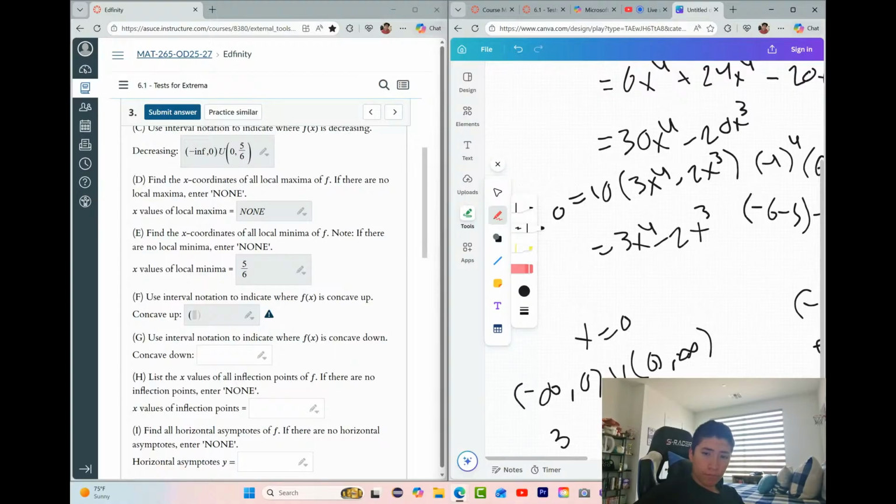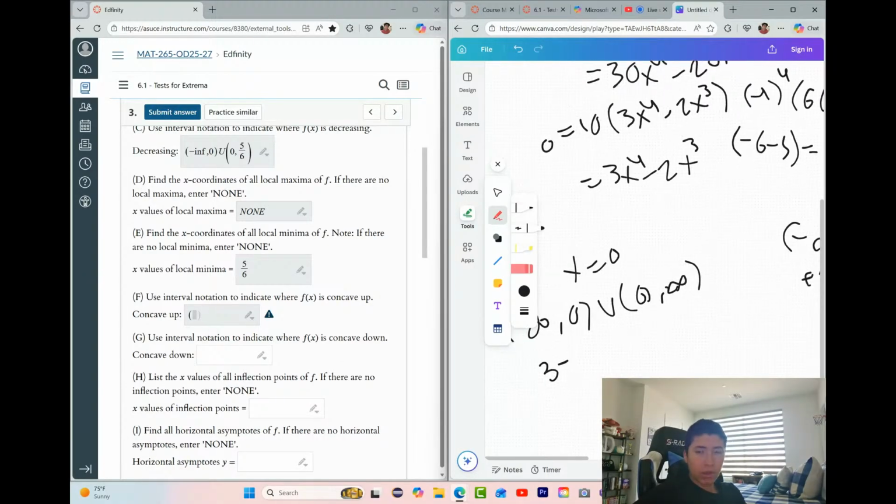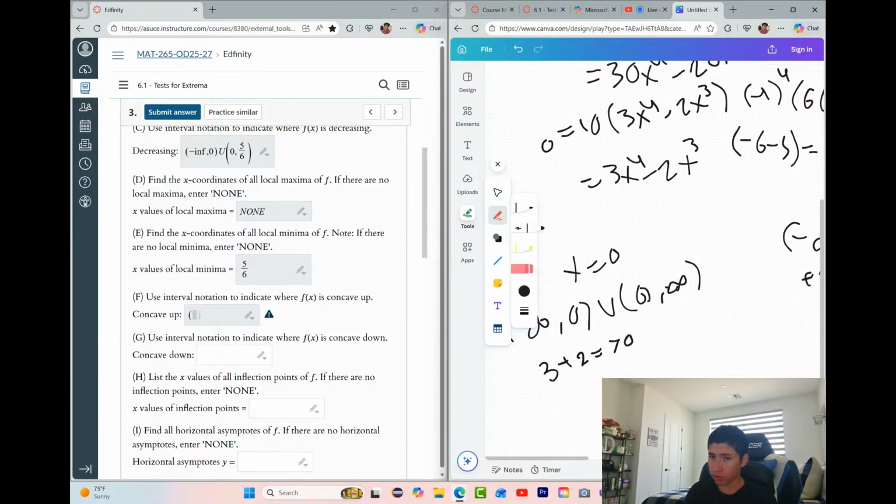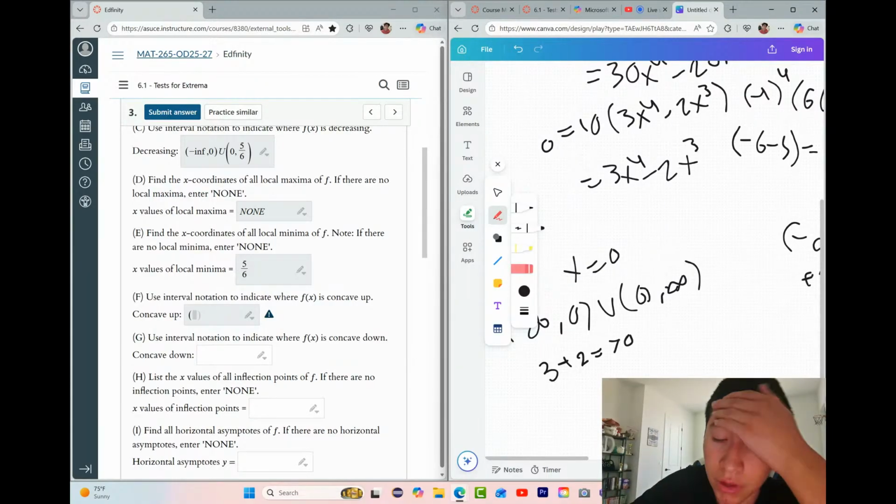3 minus 2 times. Okay, choosing -1, we get 3 times -1 to the power 4, which is 3 times 1, 3, plus 2, which is positive, greater than 0. -1 to the power of 3 is -1. -2 times -1 is 2. 3 plus 2 is greater than 0. So therefore here we have f prime of x is positive.